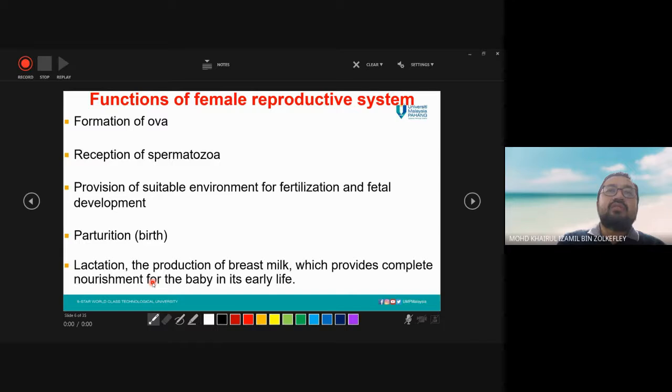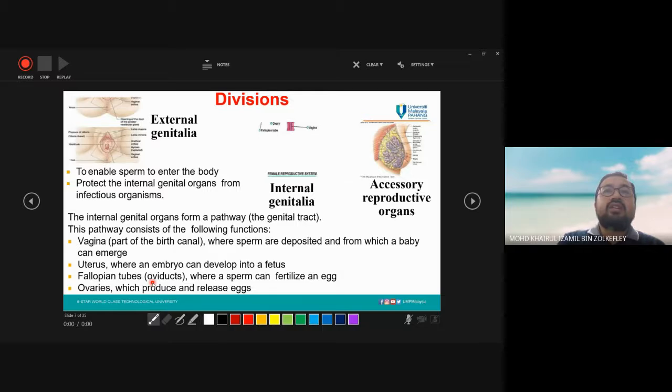So breast is also one of the female reproductive system. Dia untuk breast is used for lactation lah, untuk menyusukan anak. Similar to male reproductive system, we can also divide the female genitalia into external and internal genitalia, and we've got also accessory reproductive organs, such as breast lah.